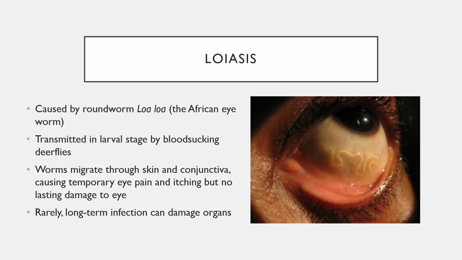It is transmitted during its larval stage by deer flies, which, like mosquitoes and ticks, are blood-sucking insects. They migrate through the skin and conjunctiva and can cause temporary eye pain and itching, but usually no lasting damage to the eye. Rarely, long-term infection with Loa loa can cause damage to vital organs, including the kidneys, the heart, and the liver.